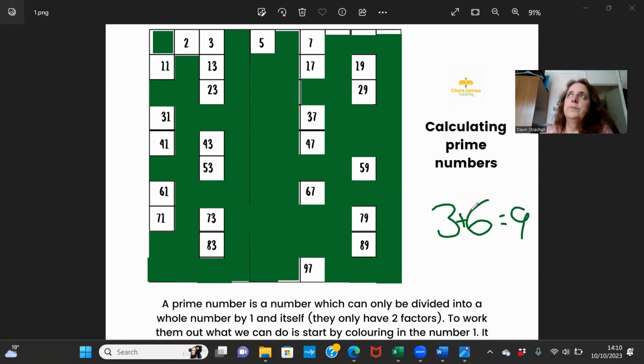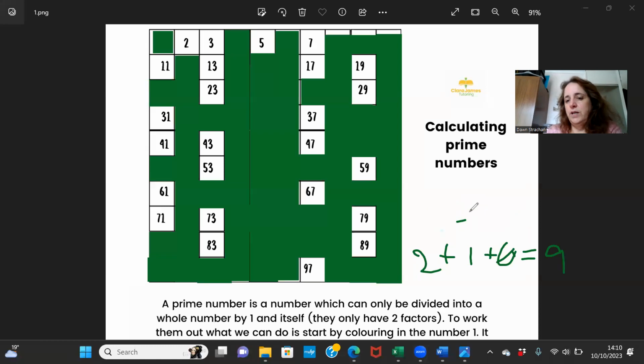Let's try something harder. 216. Is that a multiple of 3? Yes, it is, because 2 plus 1 is 3, and 6 plus 3 is 9. So again, it's going to be in the 3 times table.